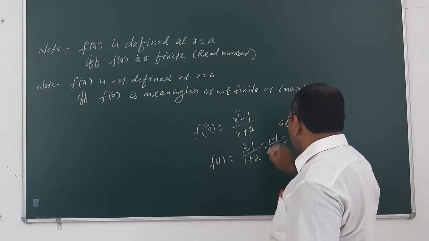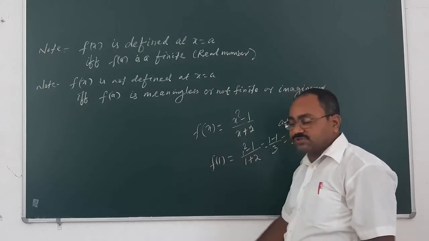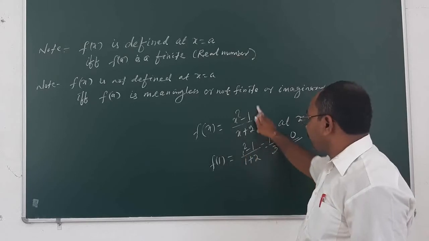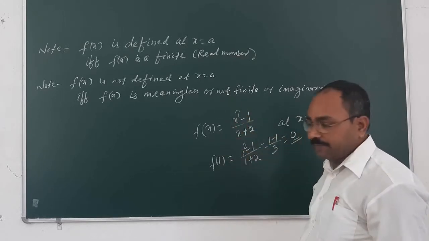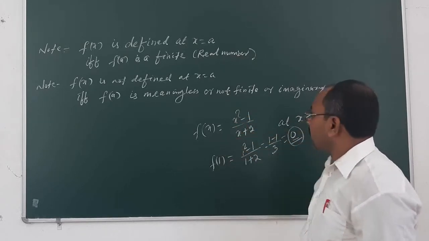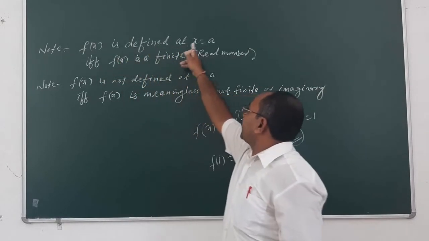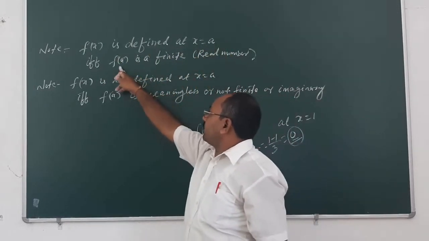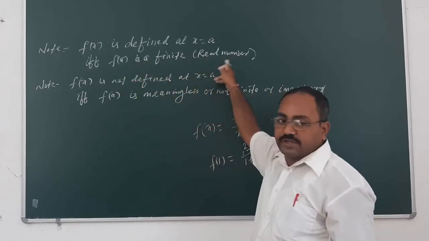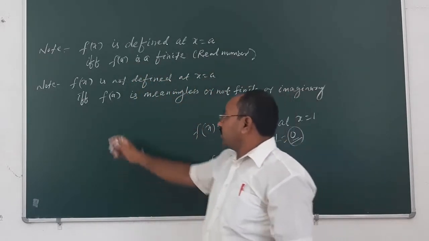1 square, 1 minus 1 upon 3, that is 0. This is a finite number. So we say this function is well defined at x equal 1. That means it's a real number. So we write f is well defined at x equal a if f of a is a finite number, means a real number.